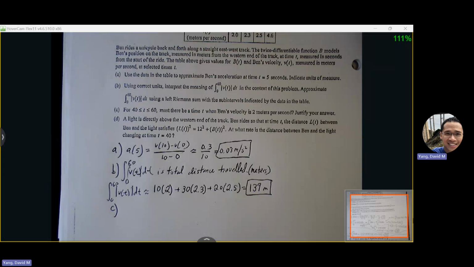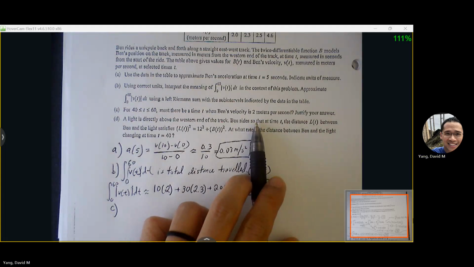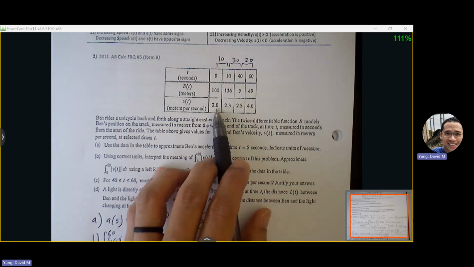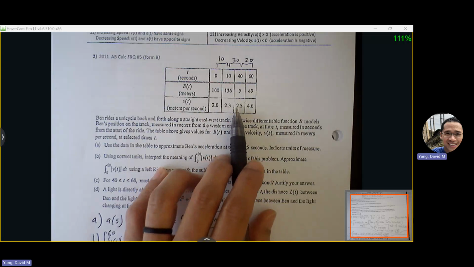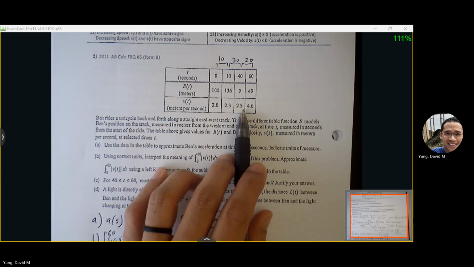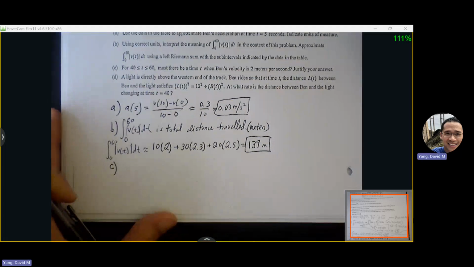Between 40 and 60, must there be a time when Ben's velocity is 2 meters per second? So if we look at 40 and 60, we see a velocity of 2.5 here. IVT is not going to be good for this one, right? Because 2.5 to 4.6, we don't see 2 landing between those two numbers. Sorry, my bad. I wasn't showing all the work I was doing before.